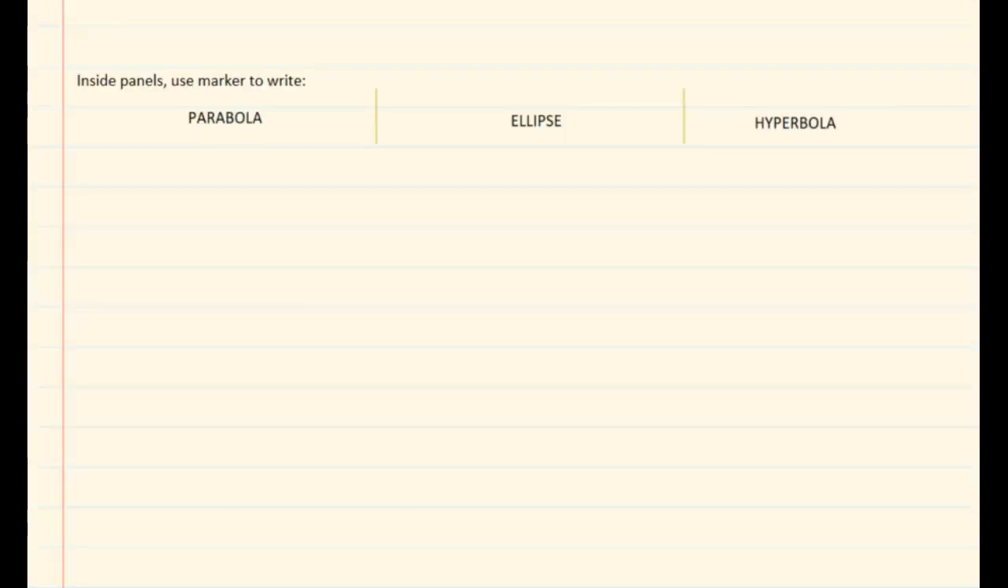On the inside, when we open up our trifold, we have 3 distinct sections. So with our marker, we can write down parabola on the first inside panel, ellipse in the middle inside panel, and hyperbola in the last of the inside panels. And now we're ready to continue our notes.